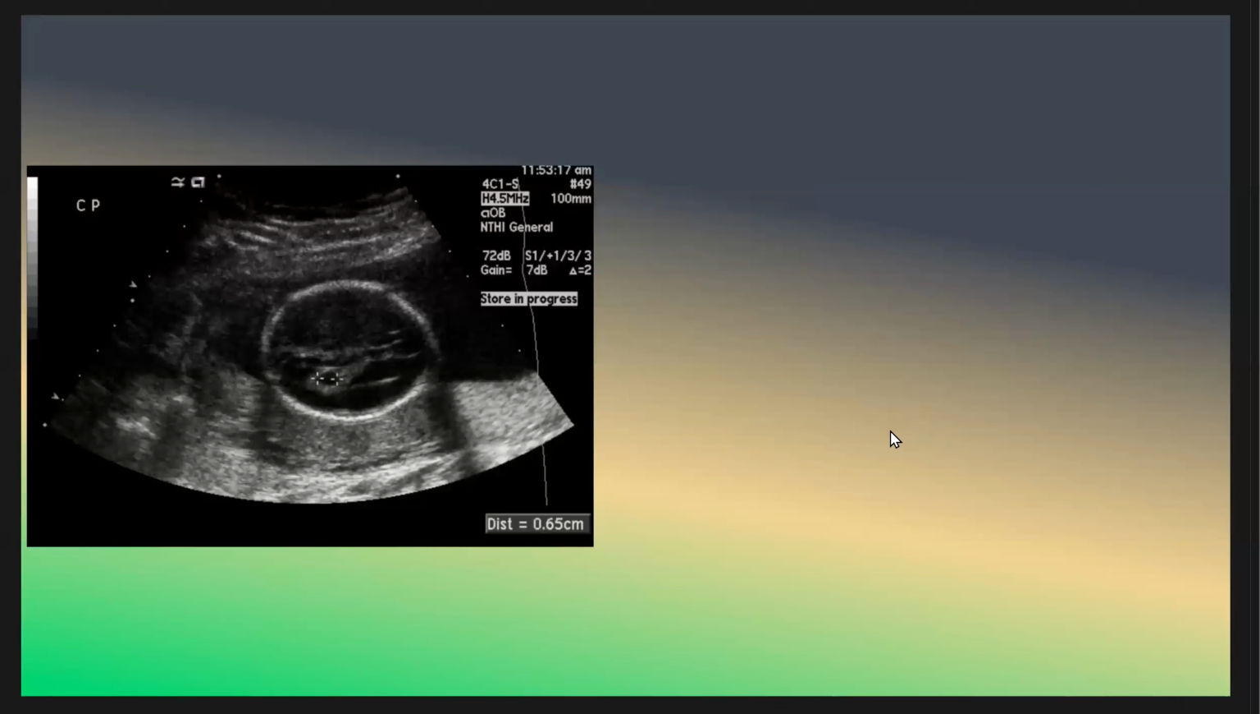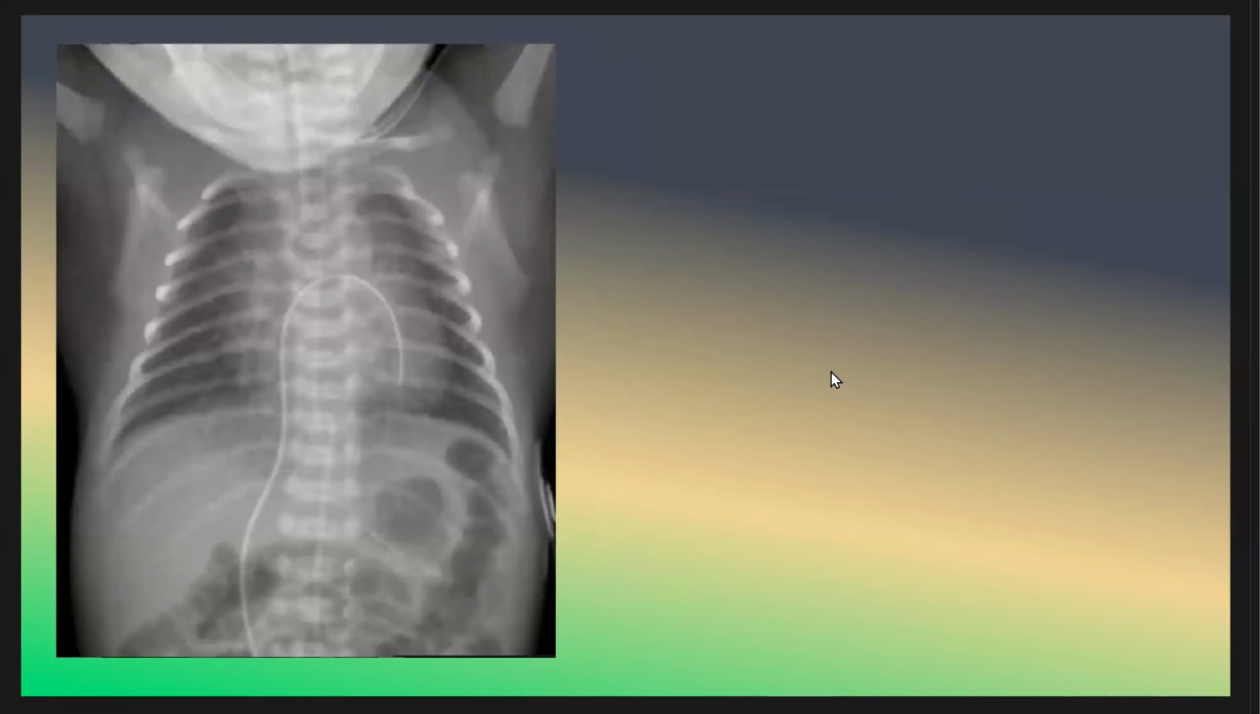Here, this is an ultrasound of a pregnant lady, and this is the head, and we see a small cyst. What do you think about this small cyst? This is a classic choroid plexus cyst, about 6.5 millimeters.